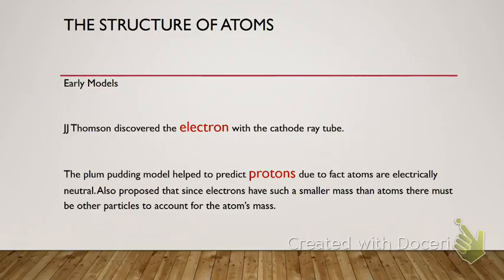Of course, it's electrically negative, and we know that atoms are neutral. So he proposed the plum pudding model, which was a basis to predict that there was something like protons out there. Because if I have a negative out there and my particle overall has a neutral charge, something's got to be positive to cancel it out. And he also proposed that because electrons have such a small mass, something else in there needed to account for the mass of these atoms.